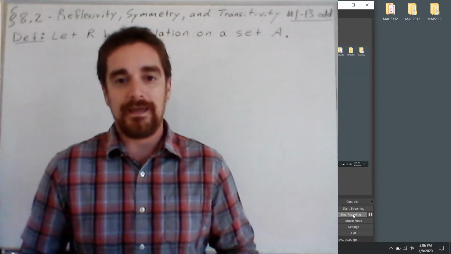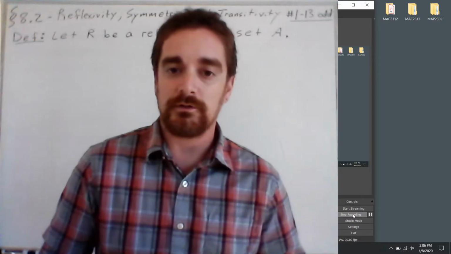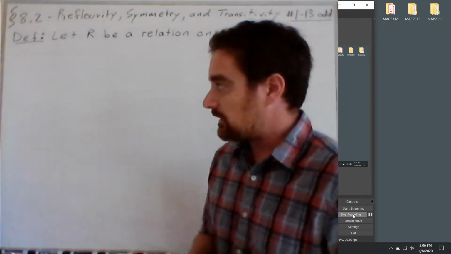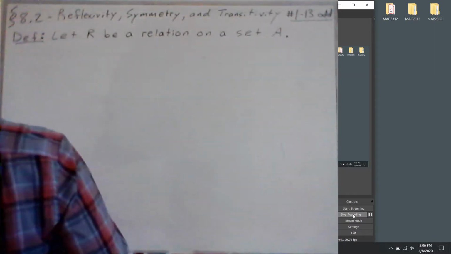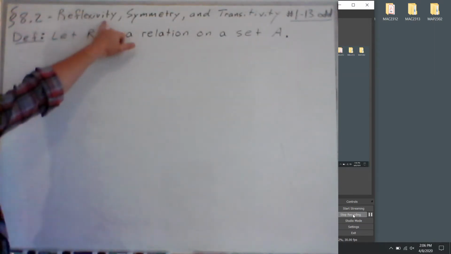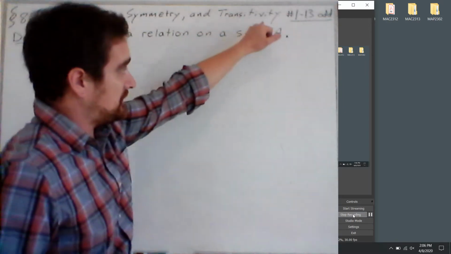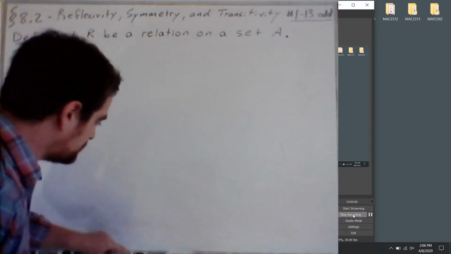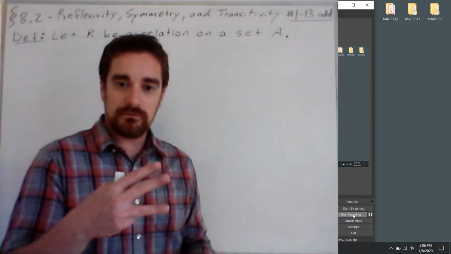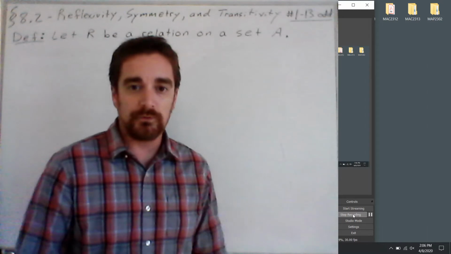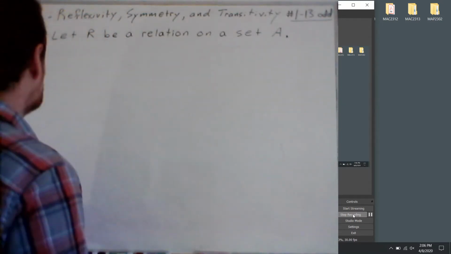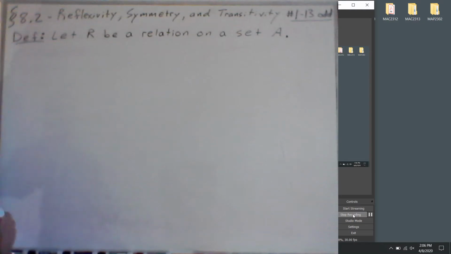Welcome to section 8.2, where we want to talk about just a couple nice, desirable properties of relations, and that is reflexive, symmetric, and transitive. That's what we want to look at as far as these relations are concerned. So first, we'll define these three properties, and then we'll work through three examples to show you how to show these properties. So we'll start off with the definition.